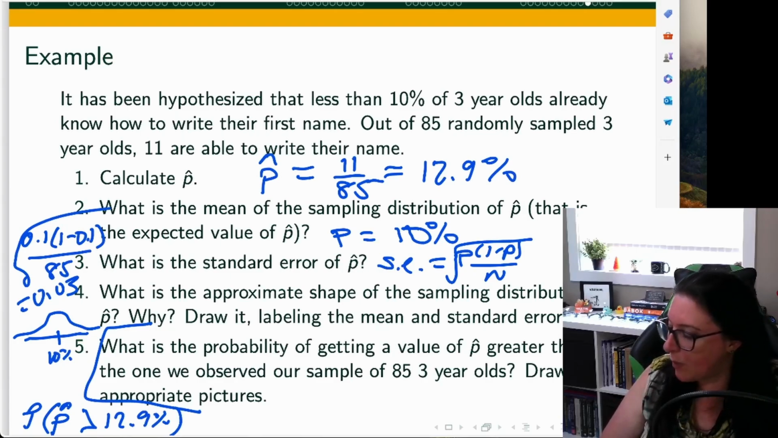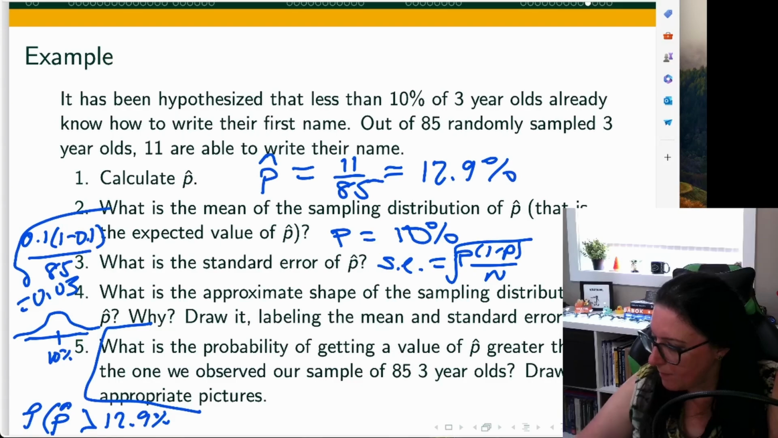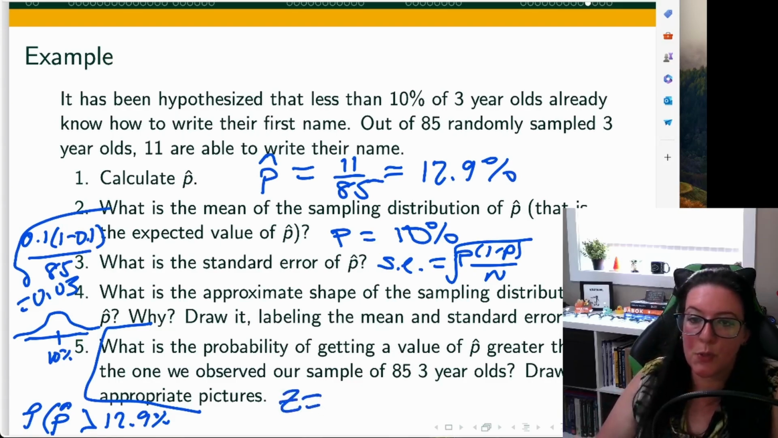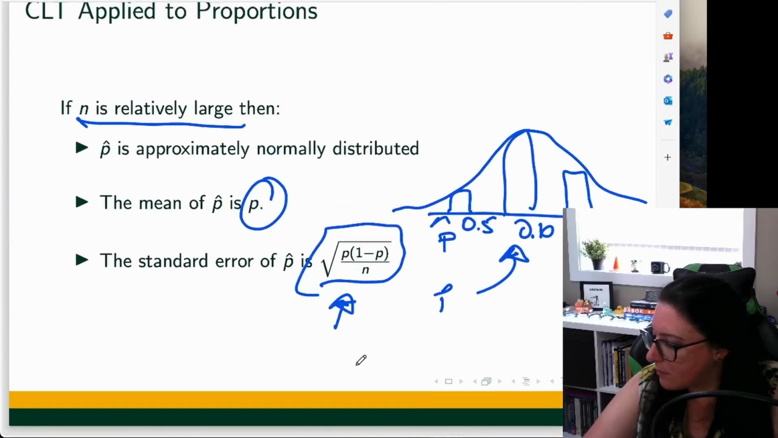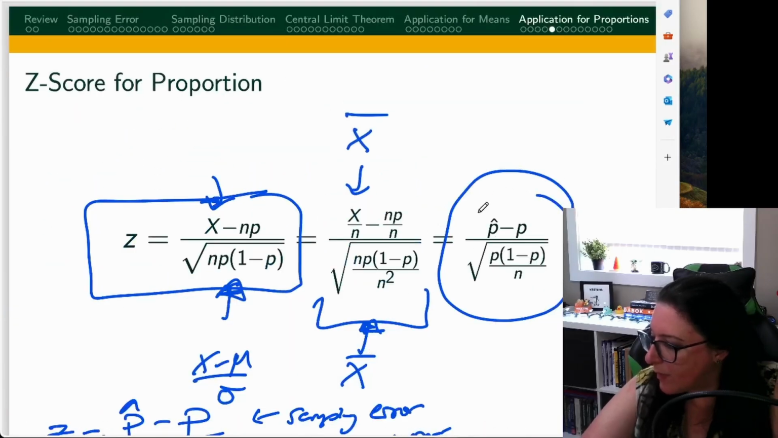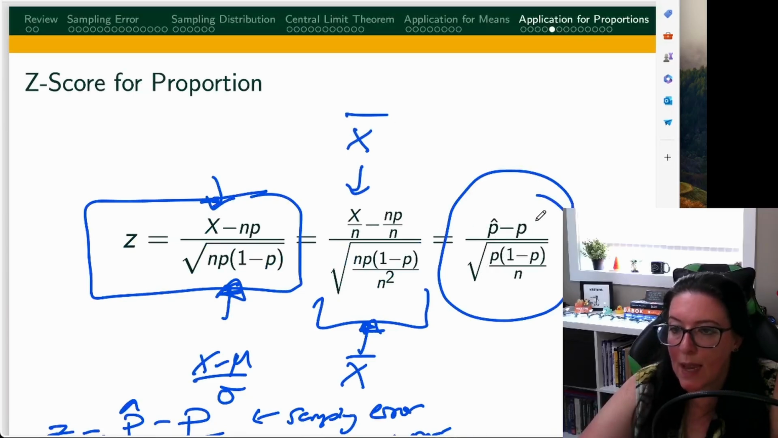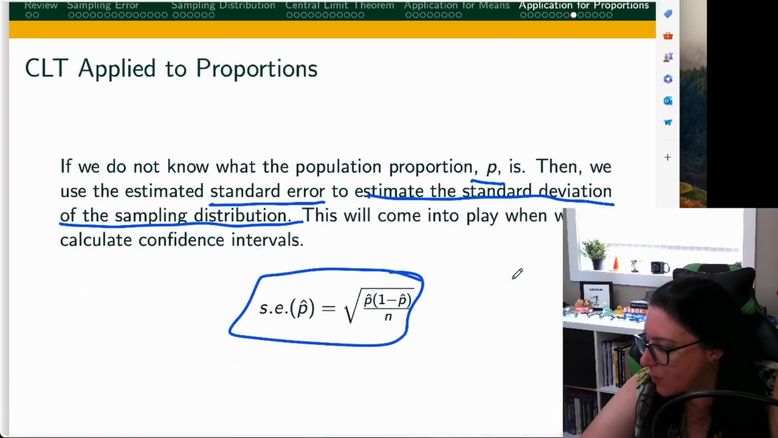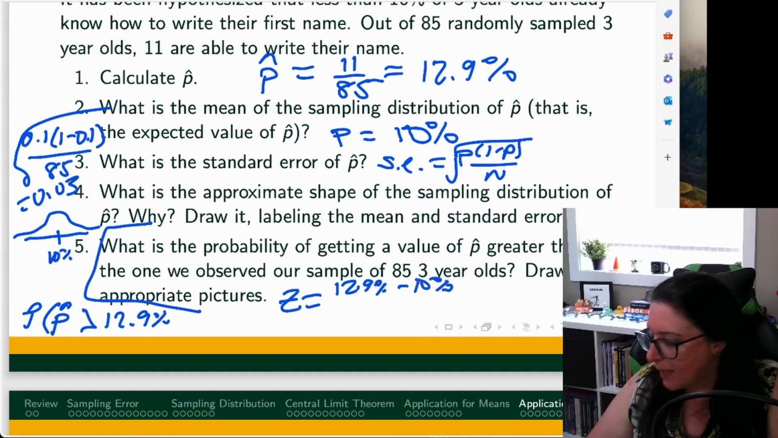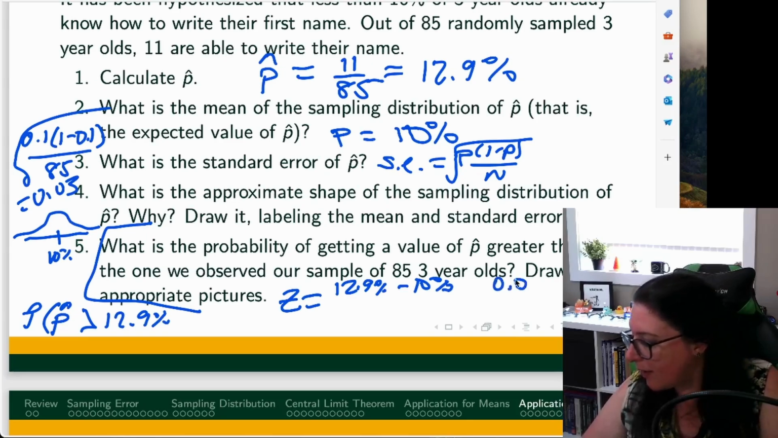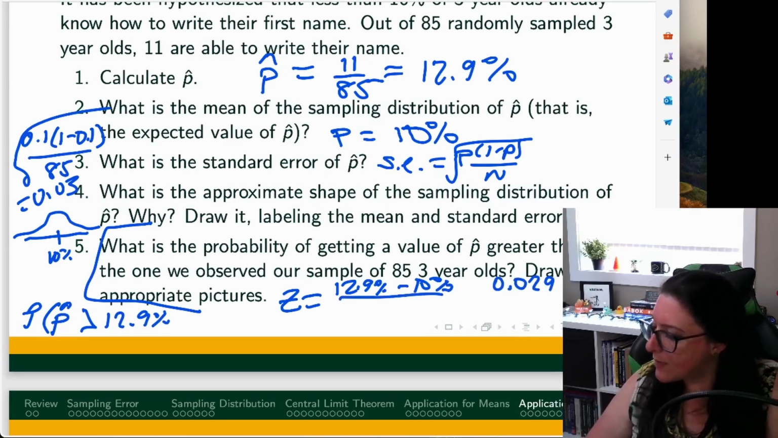So to do this calculation, we need that z-score. And our z-score is going to be p hat minus p. So if we go back here, p hat minus p, so this is the sampling error divided by the standard error is how we get our z-score. So we are going to do p hat minus p, and p hat was 12.9% minus 10%, so we get that 2.9%, so that's 0.029. And then we're going to divide that by the standard error. Our standard error is that 0.03 we just calculated.